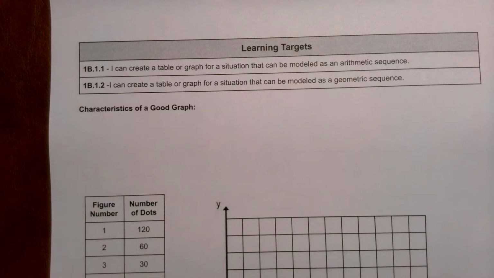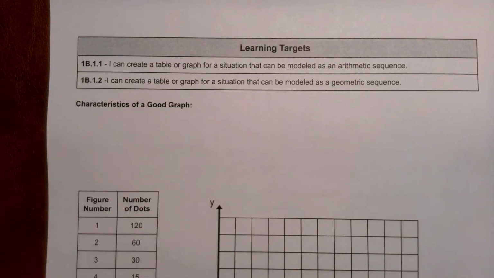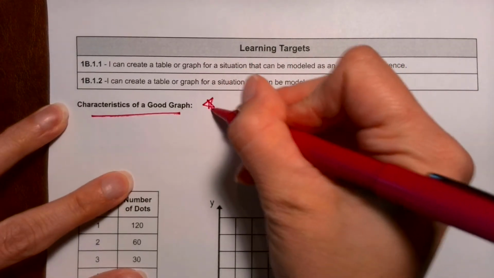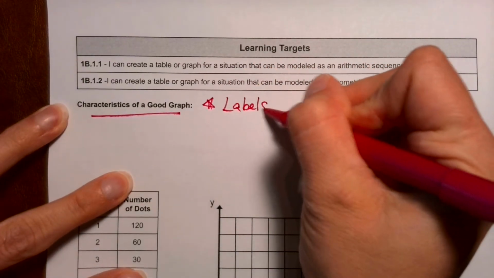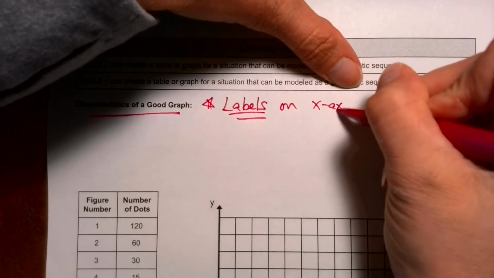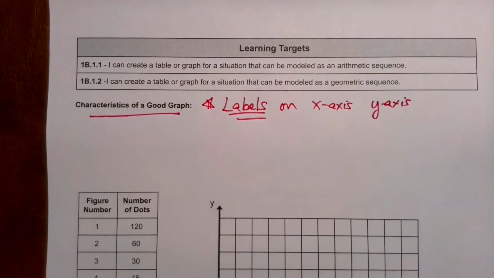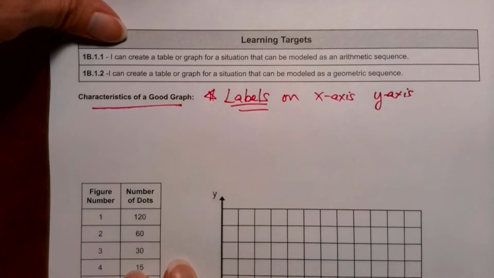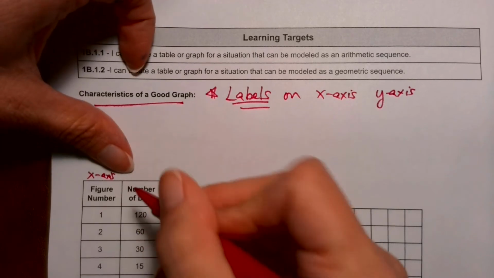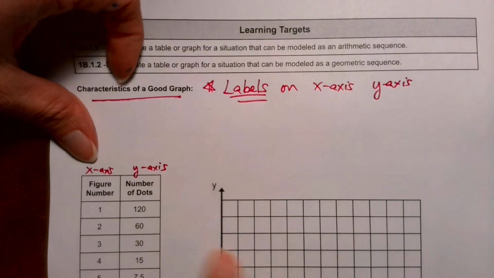Hi Math 1. This video is going to make sure that you understand all the good characteristics of a graph. One of the things we have to make sure we have are labels, labels, labels, on the x-axis as well as the y-axis. When you're looking at your chart, the x-axis is the first column on the left, and the y-axis goes there.